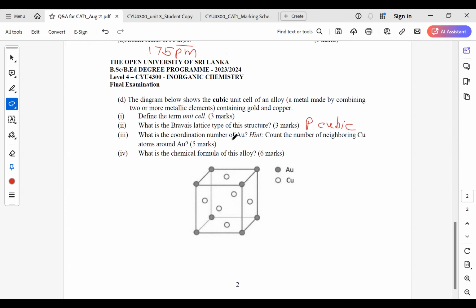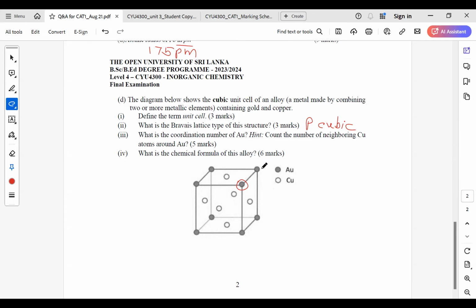Then what is the coordination number of Au? Hint is given, count the number of neighboring copper atoms around Au. Now, let's say this one, this is Au, gold. We have to count how many neighboring copper atoms are there. So this part takes a little bit of your imagination. You have to visualize these neighboring unit cells and see how many copper atoms are surrounding this particular gold atom. You have to visualize in your head.